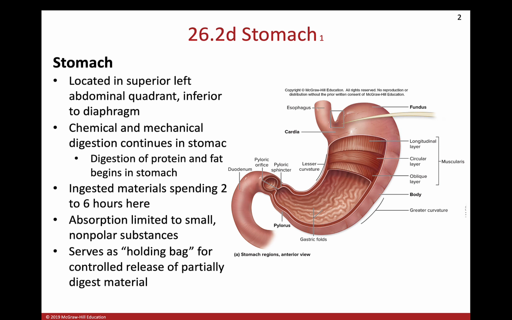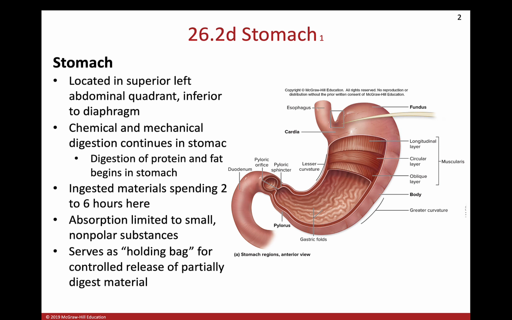Now, when we talk about how long foodstuff will spend in the stomach, it can be anywhere from 2 to 6 hours. Absorption is limited to small, nonpolar substances. So one of the things that actually is absorbed through the stomach is alcohol. And so it's not uncommon when some people are going to drink, they will actually consume something first in an effort to slow down the absorption of alcohol. The stomach serves as a holding bag and is controlling the release of partially digested material into the small intestine, and that would be the duodenum.